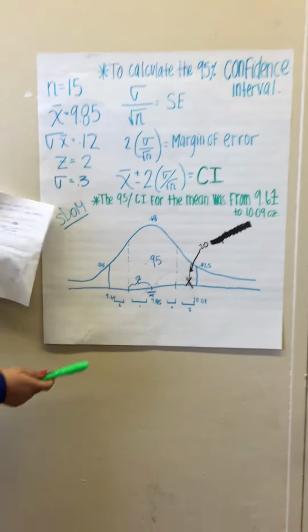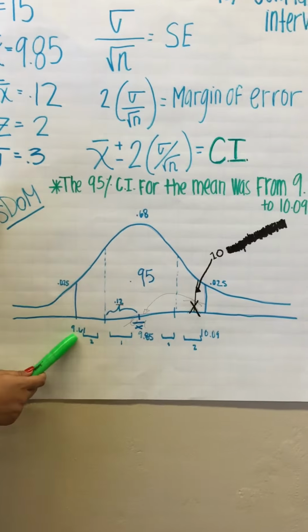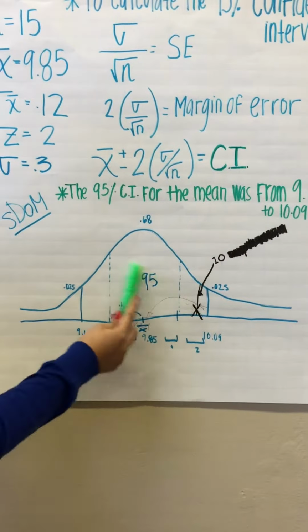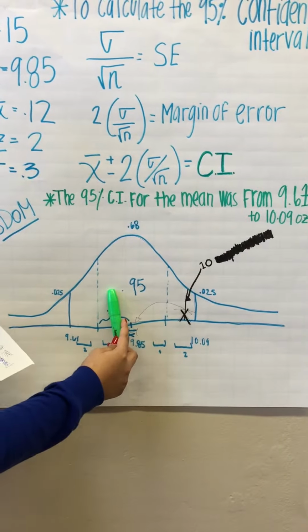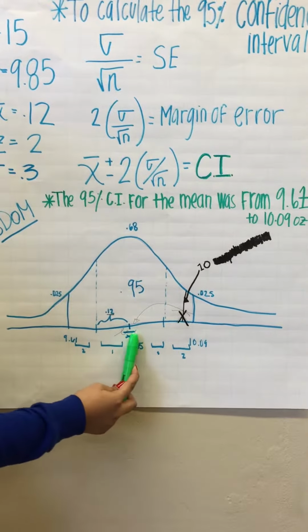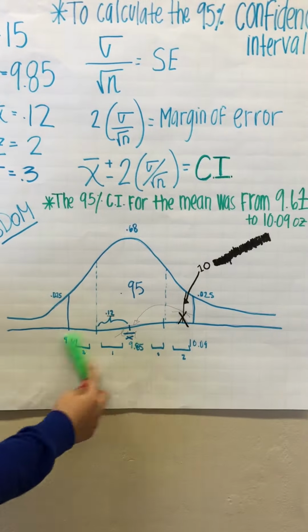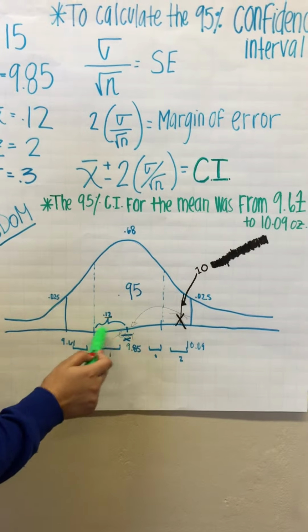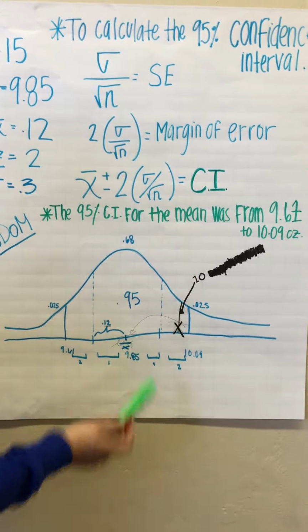So here on the graph is our confidence interval, which is 9.61 to 10.09. We found the confidence interval within the 95%, which is 2 standard deviations away from the mean. And if we wanted to find 68%, we would just go 1 standard deviation left and right from the mean.